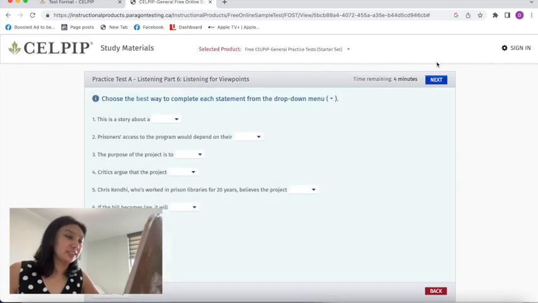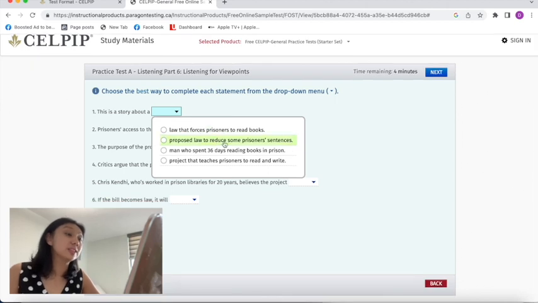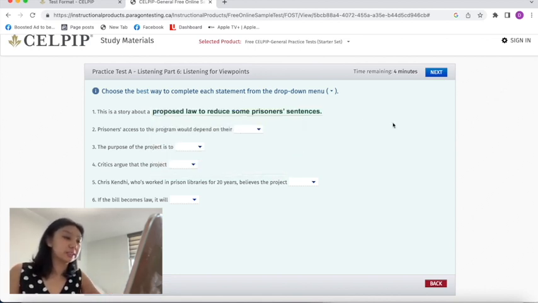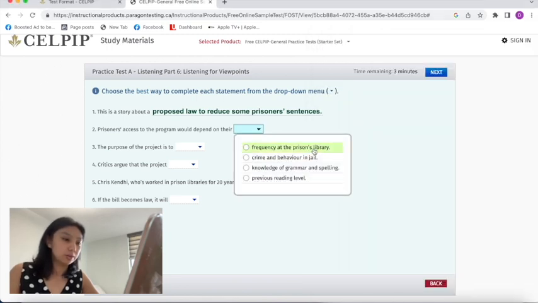So, let's continue. This is a story about a proposed law to reduce some prisoner sentences. Again, it's not a law yet, and it's not about a specific prisoner. So, proposed law to reduce some prison sentences. And then prisoners' access to the program would depend on, I think we wrote that, the crime committed and behavioral record. So frequency at the prison's library, no. Crime and behavior in jail, yes.